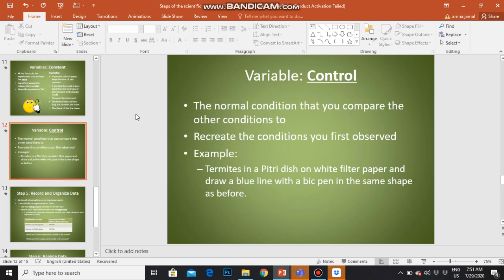The control variable is the normal condition that you compare the other conditions to, to recreate the condition you first observed. Example: termites in a petri dish on white filter paper and draw a blue line with a pen in the same shape as before. तो ये जो कंट्रोल है वेरिएबल, जिसे हम कंट्रोल वेरिएबल कहते हैं, this is the condition that you compare the other condition to. ये कंट्रोल है. You must keep the condition the same, otherwise your experiment would not go well.